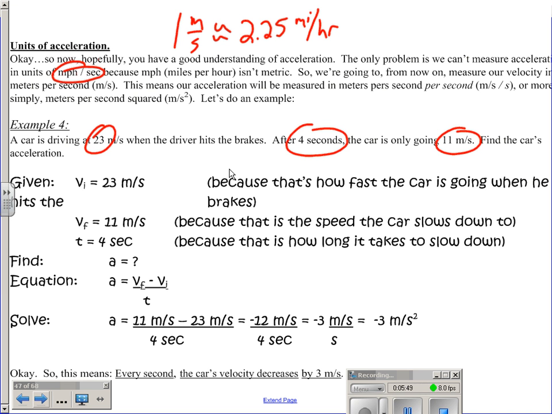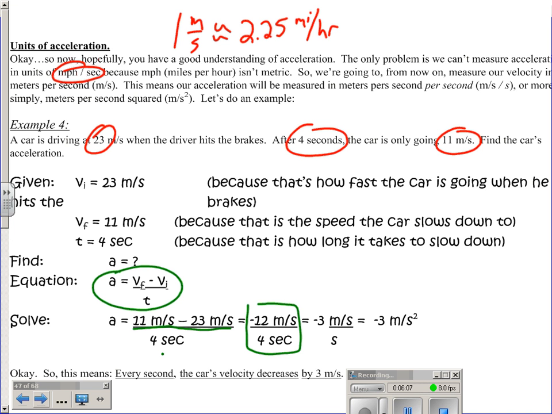Not sure why this didn't line up. All right, so anyway, we're trying to find the acceleration, so we're going to go through the same process we did before. Here's our equation for acceleration. I'm going to plug in my numbers. My Vf is 11 meters a second, minus my initial, which was 23 meters a second. Takes 4 seconds.